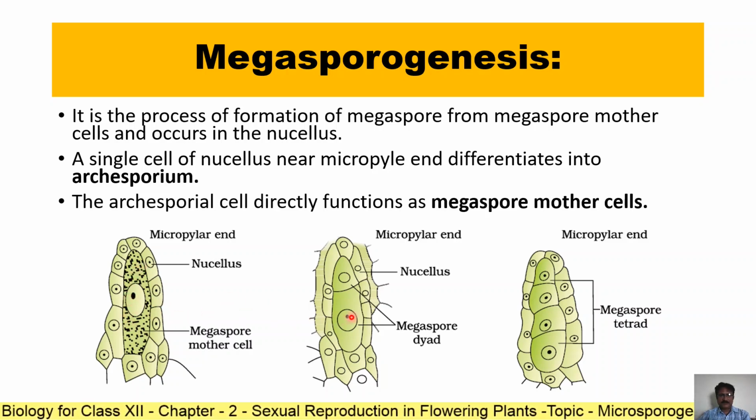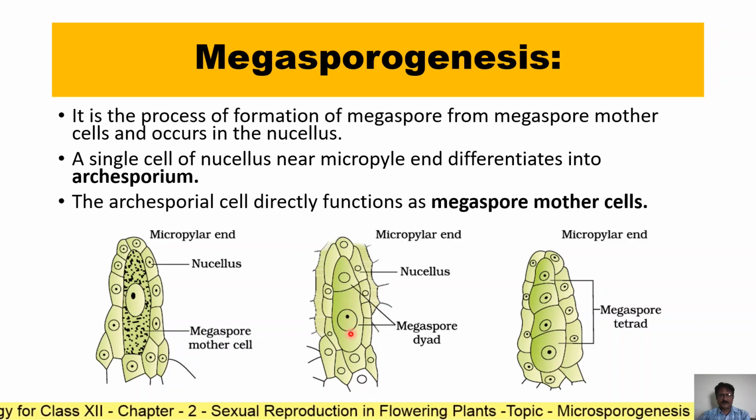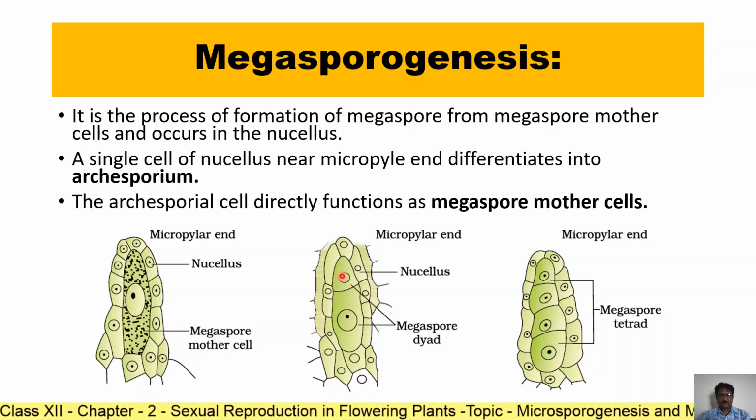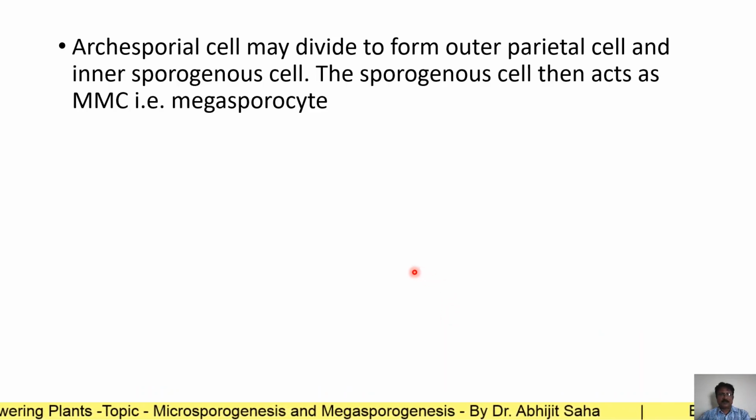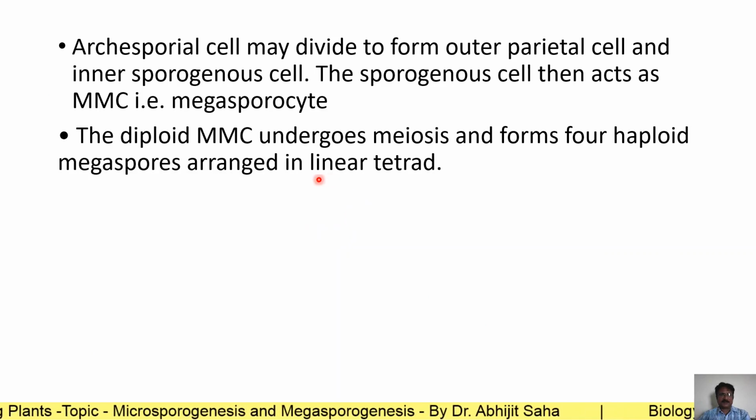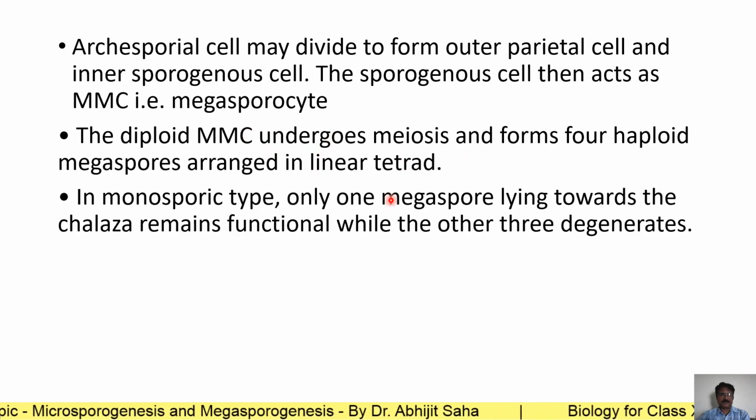This is the nucellus in which a single megaspore mother cell is developing. This megaspore mother cell undergoes meiotic division, two successive divisions. The first division forms two cells, a dyad, and the second division forms four cells. This is called a megaspore tetrad, and they are linearly arranged. So at the end of this meiotic division, four megaspores are formed, a linear tetrad.